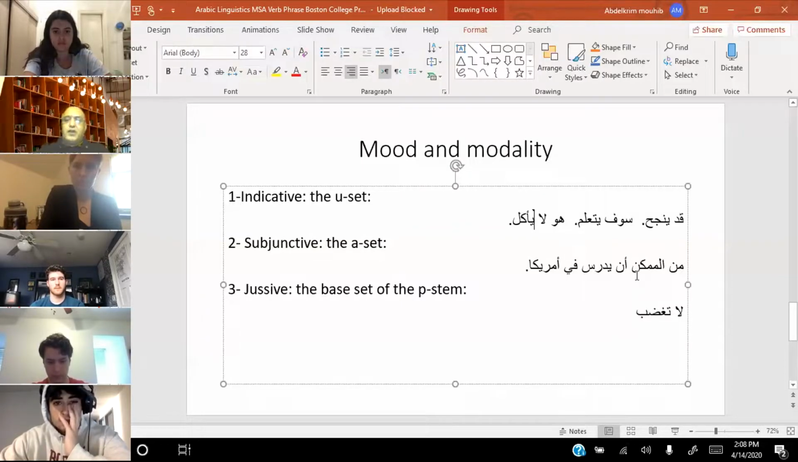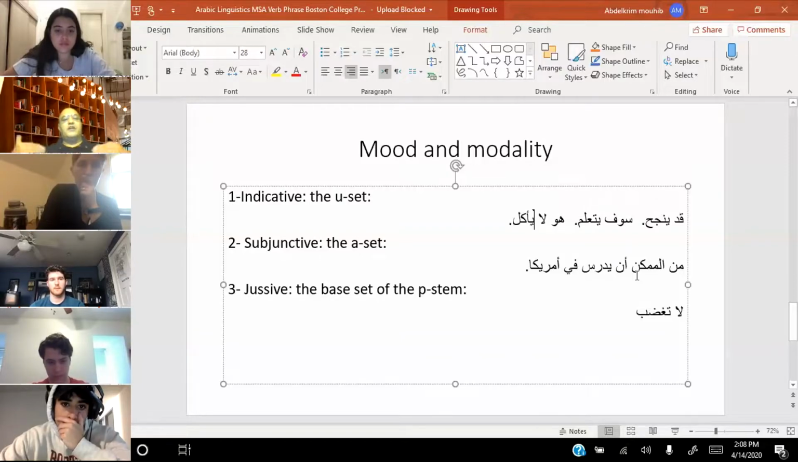Because of that modality, we have to put an before the verb, yadrusa. And once we do that, the verb changes to the a-set versus the u-set, because the u-set would be yadrusu. If you're just conjugating yadrusu in the indicative form, you say ana adrusu, anta tadrusu, huwa yadrusu, right? You understand? Okay.